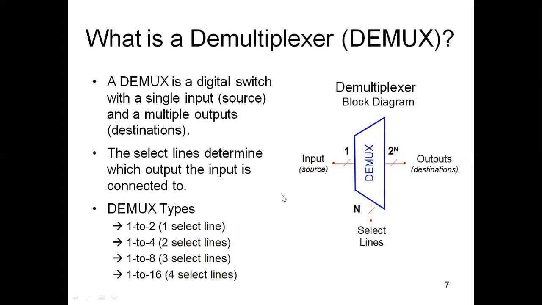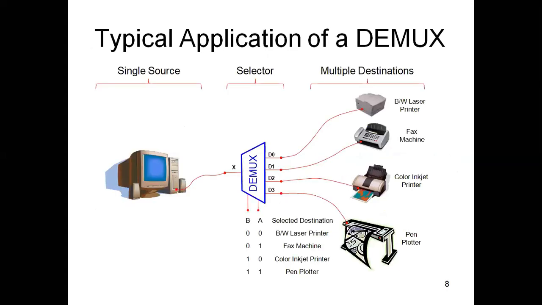Yes, ma'am. Okay, then this is the application of the demultiplexer. What is the main application of the demultiplexer? Communication system. Here there is only one source, that is your system, and there are a number of destinations to which you can deliver the data.